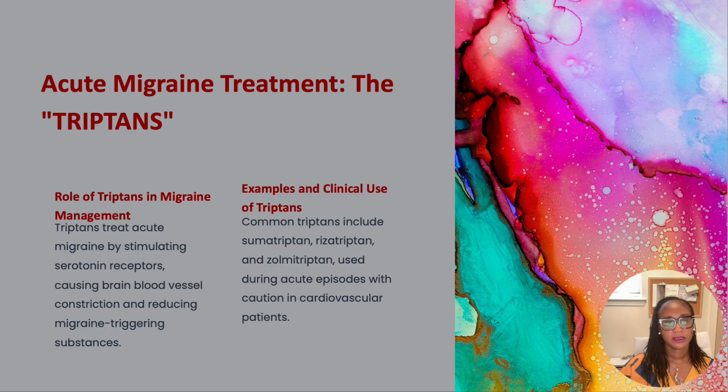Common triptans include sumatriptan, and you can see it ends in triptan, so it's easier for you to identify. Rizatriptan and zolmitriptan. Used during an acute episode, with caution in cardiovascular patients. So we use these, the triptans, during the acute episode for migraine treatment.